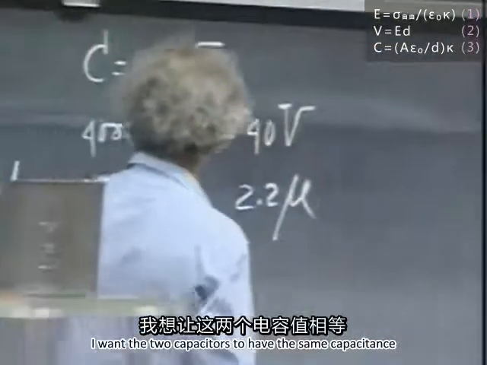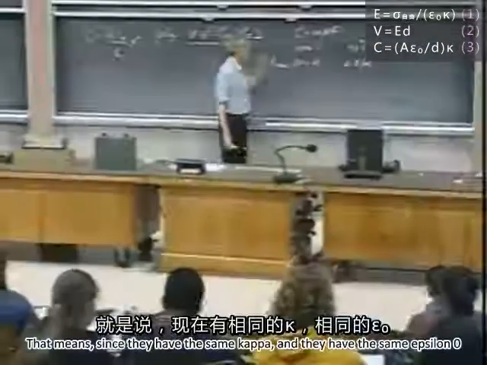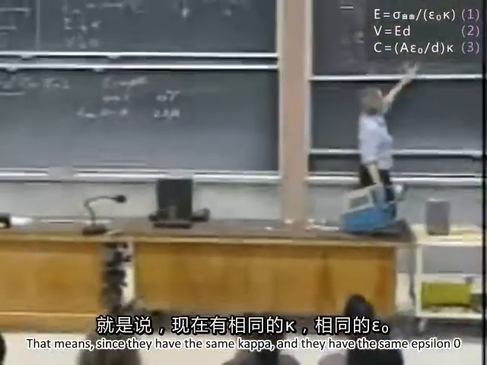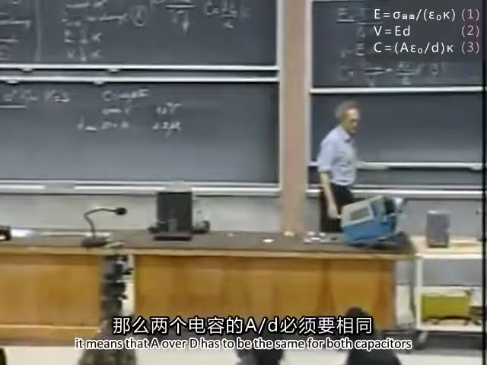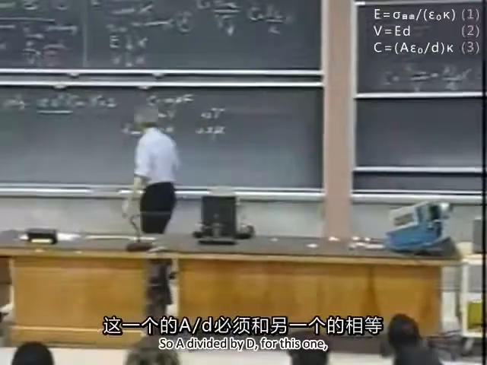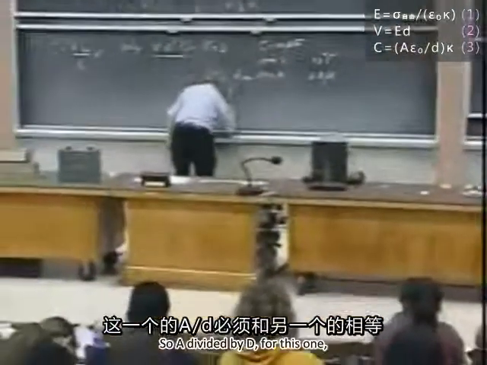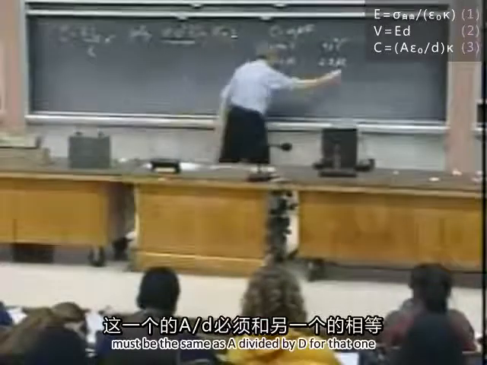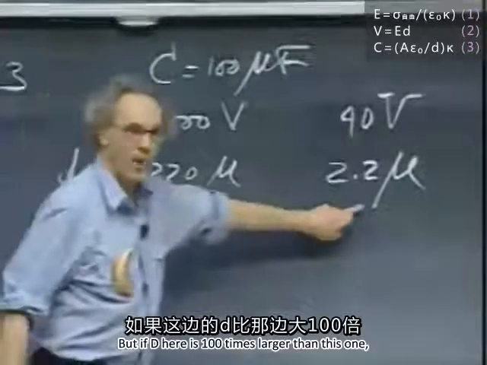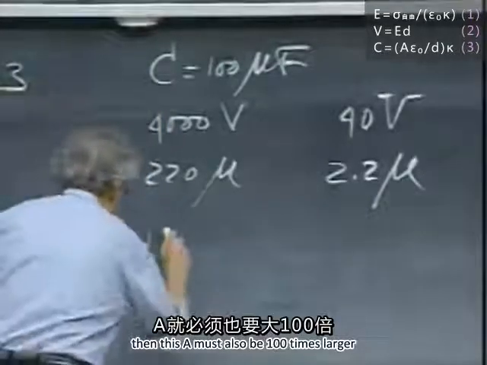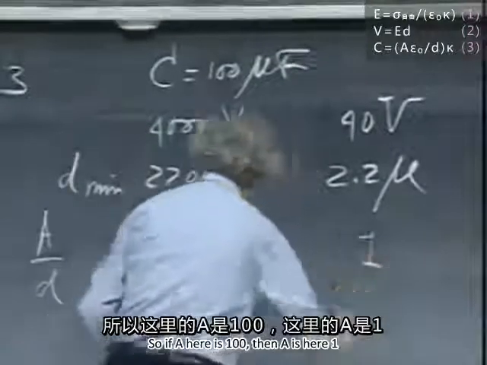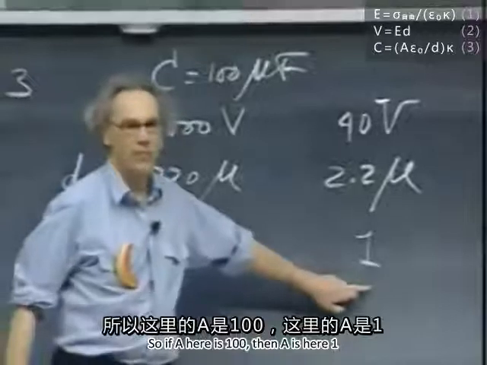I want the two capacitors to have the same capacitance. That means, since they have the same kappa and the same epsilon 0, that A over D has to be the same for both capacitors. So A divided by D for this one must be the same as A divided by D for that one. But if D here is 100 times larger than this one, then this A must also be 100 times larger, because A over D is constant. So if A here is 100, then A here is 1.